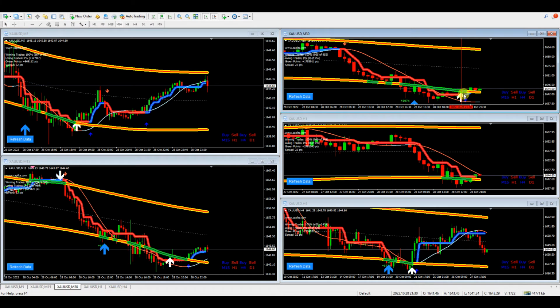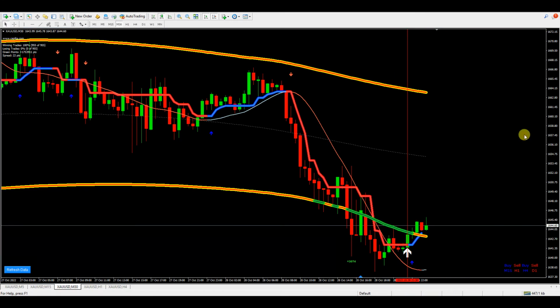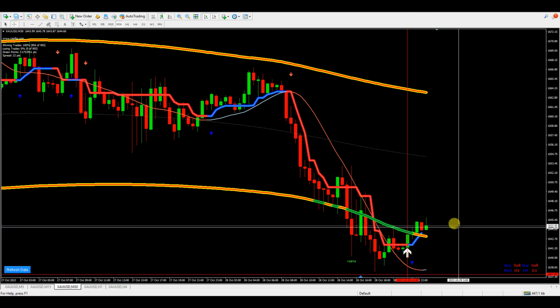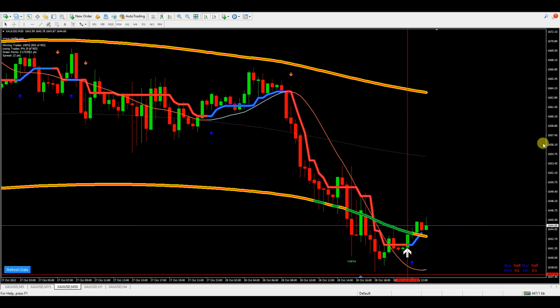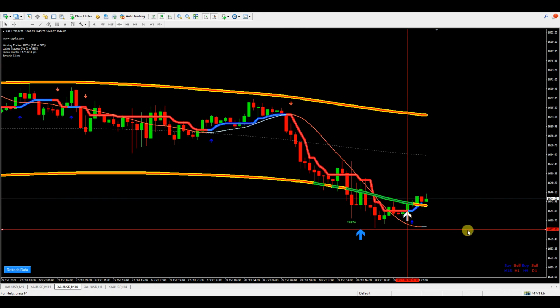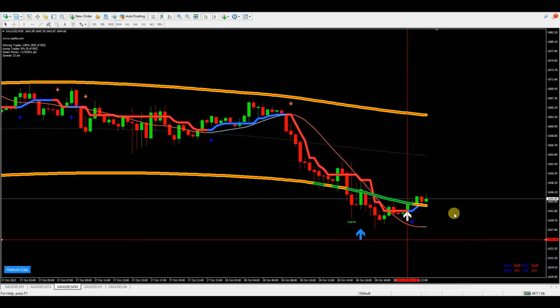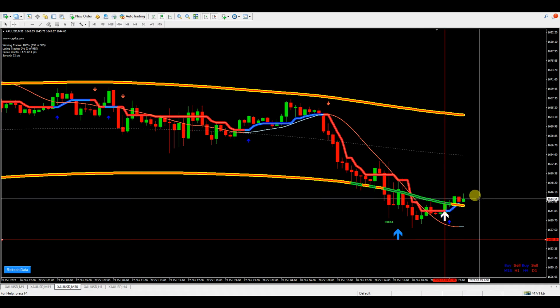On M30, as soon as I get a signal over here, I don't wait for any pullbacks, I open my trades right away because my stop loss is approximately close to 1000 points. So there's no way the market retraces so much.